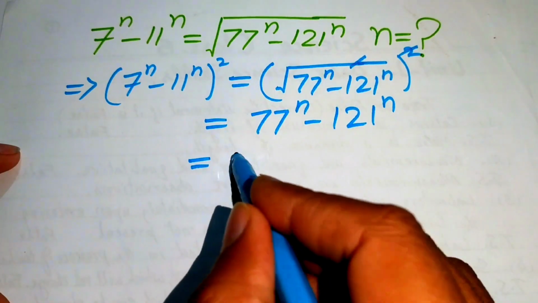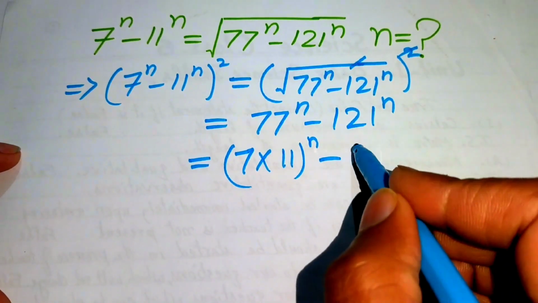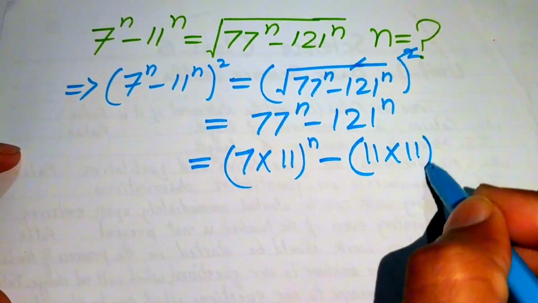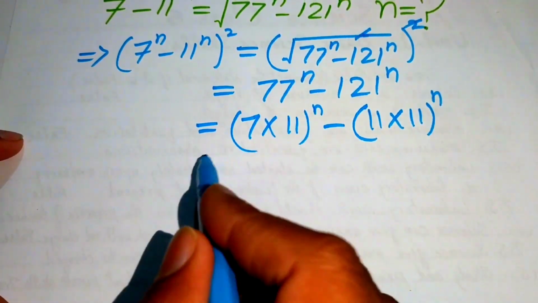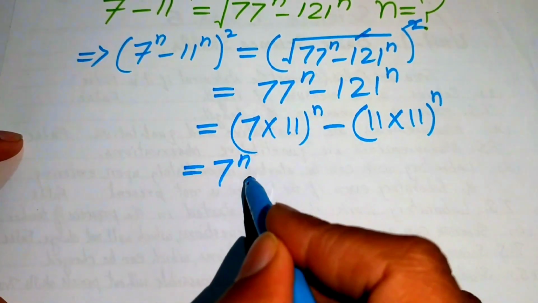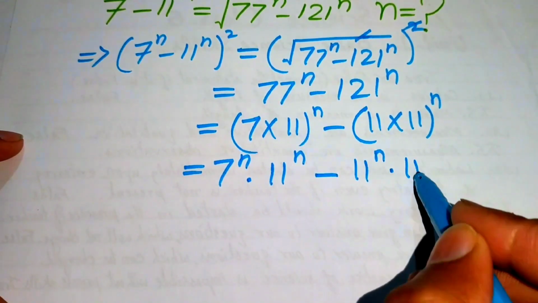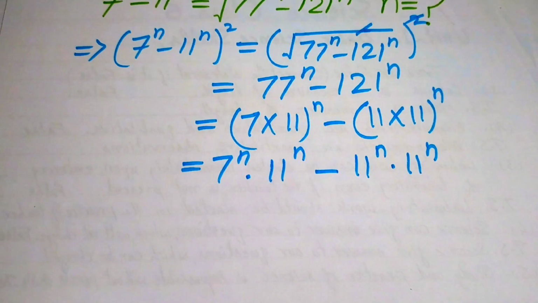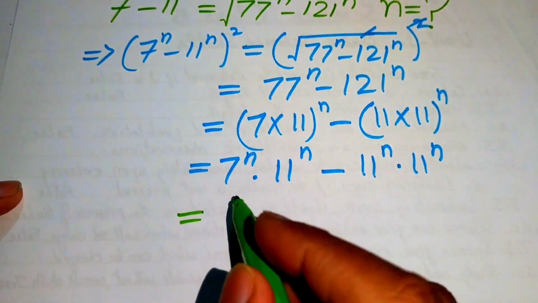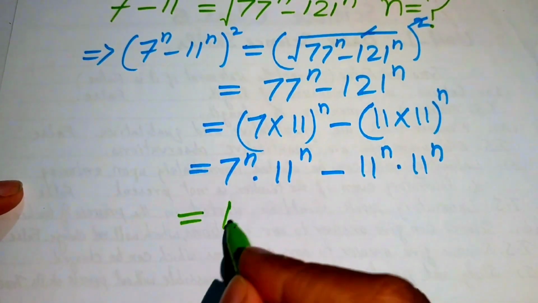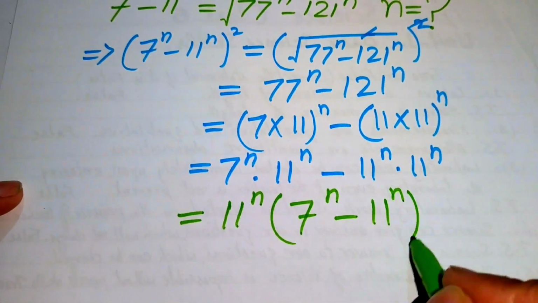Now we write 77 as (7 times 11) to the power n, minus we write 121 as (11 times 11) to the power n. Here we separate the exponent on both of these terms and we get 7^n times 11^n minus 11^n times 11^n. In the next step, 11^n is the common term on the right-hand side, so we take it common and we get 11^n times (7^n − 11^n).